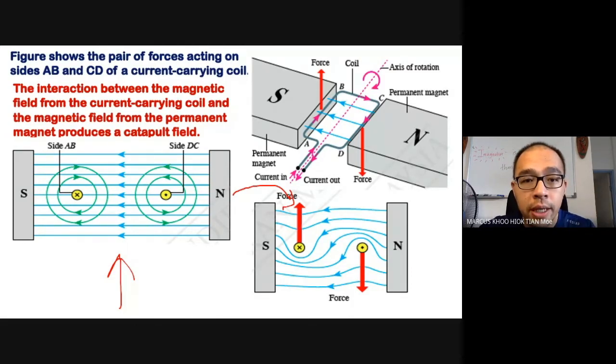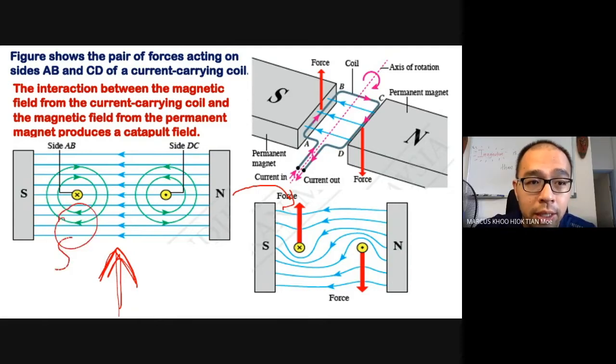Why is it that over here the force is here? Why is it that over here the force is here? Okay. Now, taking a look back at this one, can somebody tell me where is the stronger magnetic field on both sides? Is it the top or the bottom? So side AB, where is the stronger magnetic field? Okay, at the bottom. Over here is stronger. Whereas DC, this side is stronger.